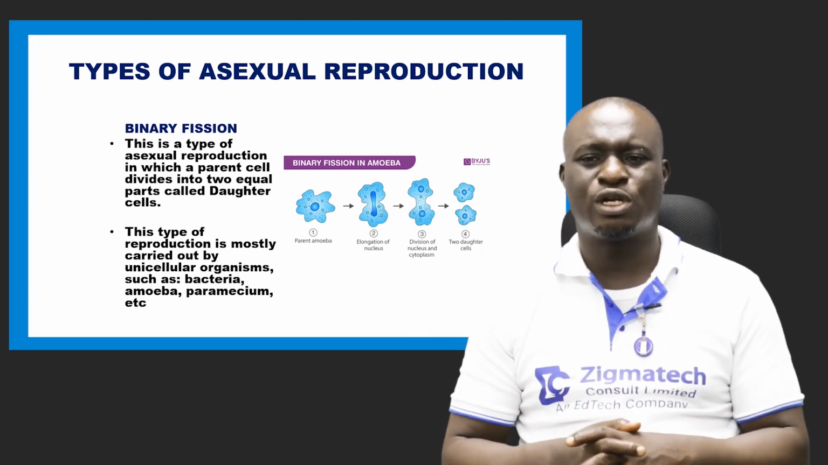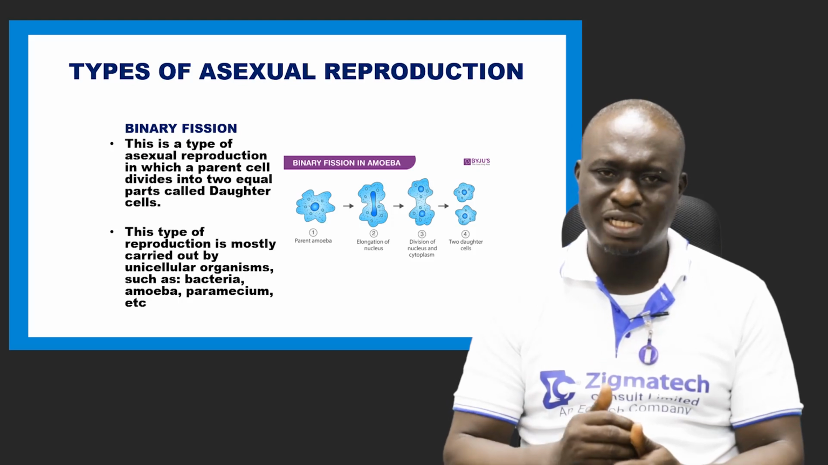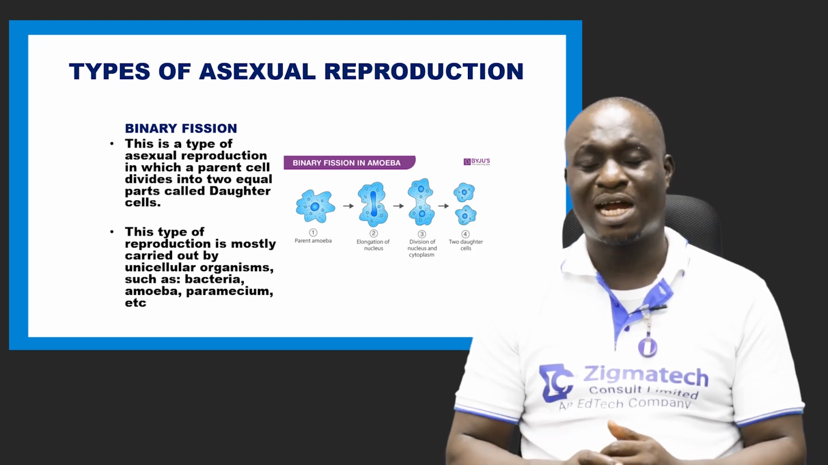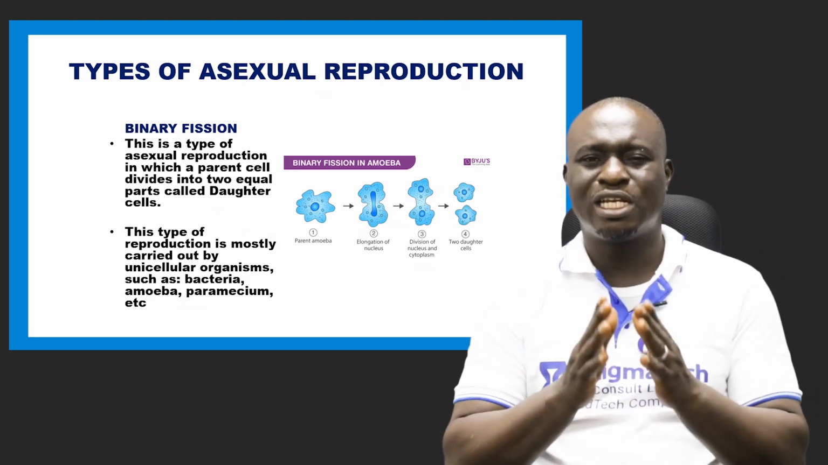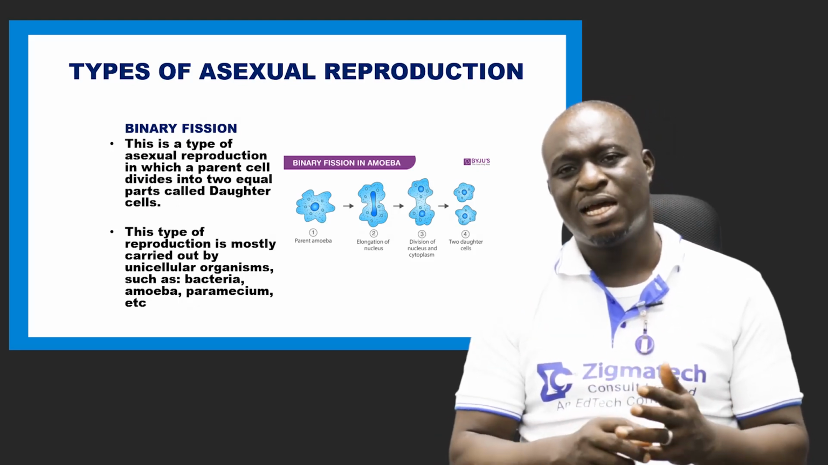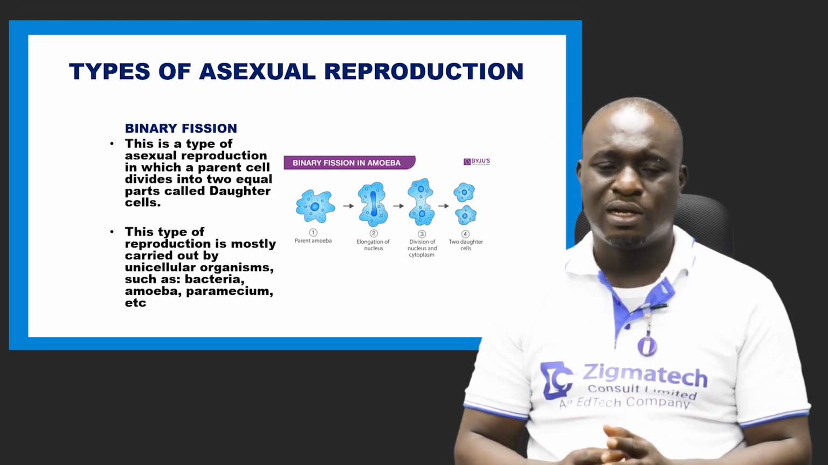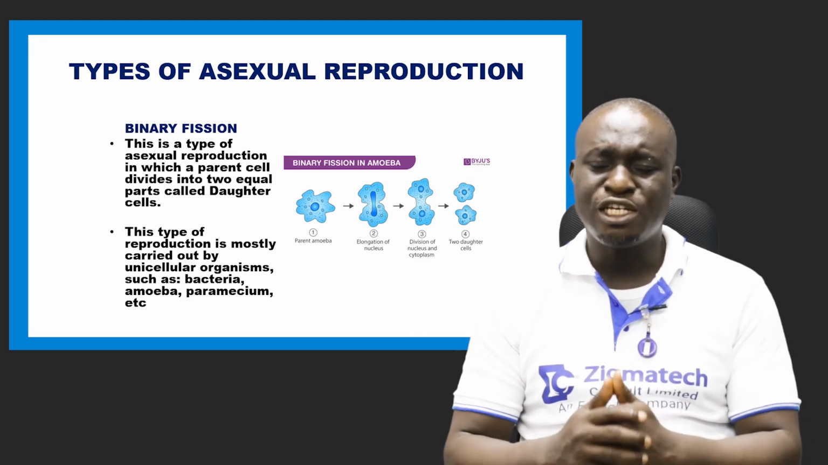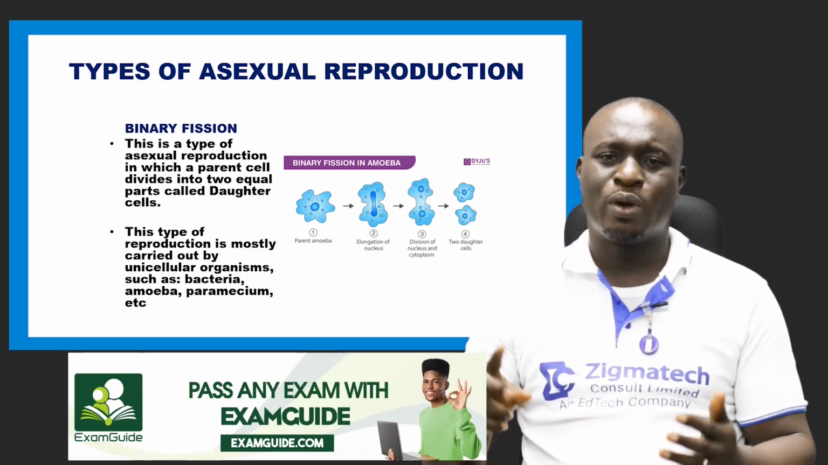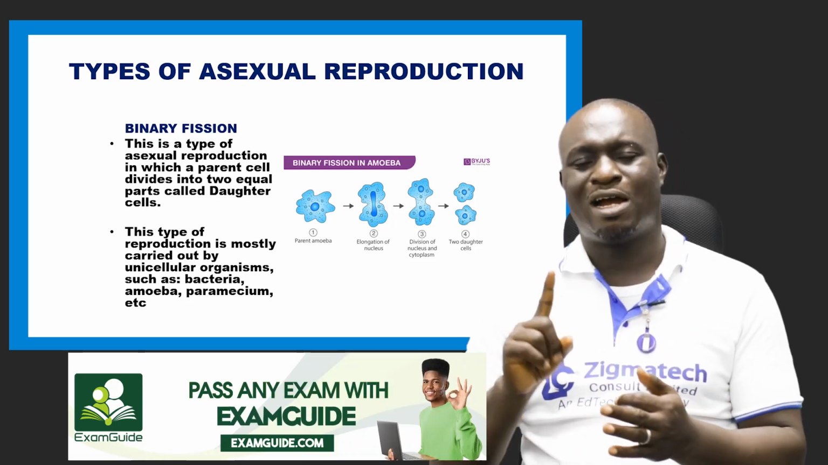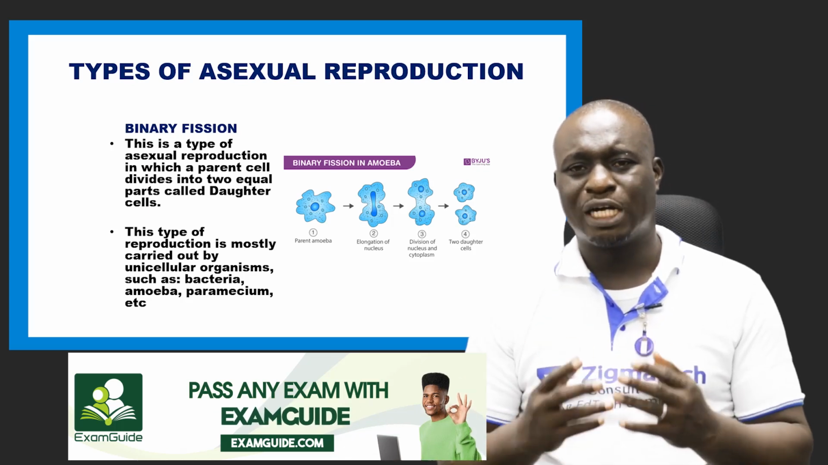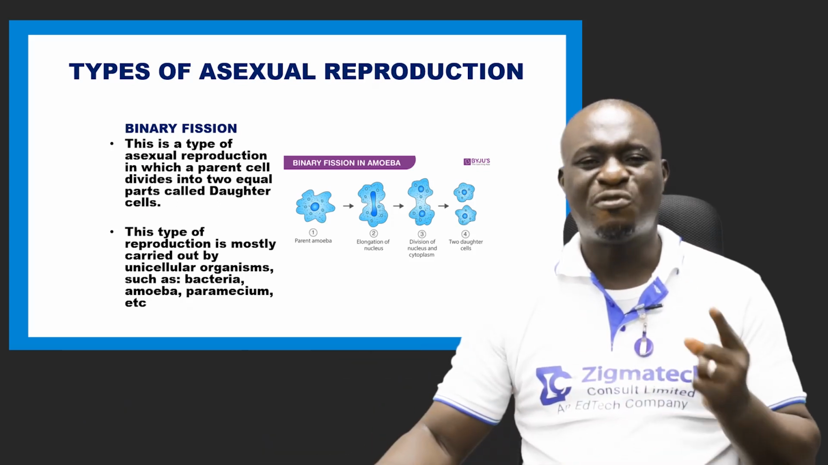This type of reproduction is mostly carried out by unicellular organisms. Examples of organisms that carry out binary fission are mostly the protists, and then the monerans. An example of a moneran is bacteria. Bacteria is a moneran, and it carries out binary fission. Fission means to split. Fusion means to join together. And in terms of protozoa, we have euglena, amoeba, paramecium, plasmodium, and many others. They all undergo the process of binary fission.